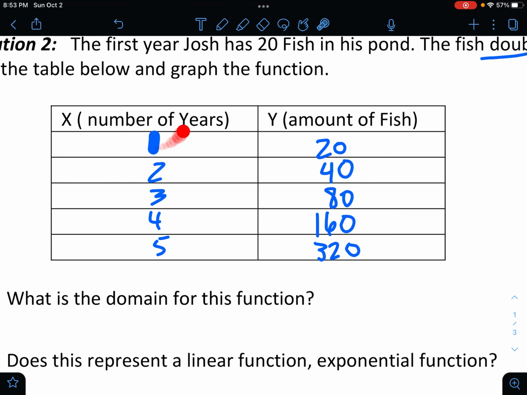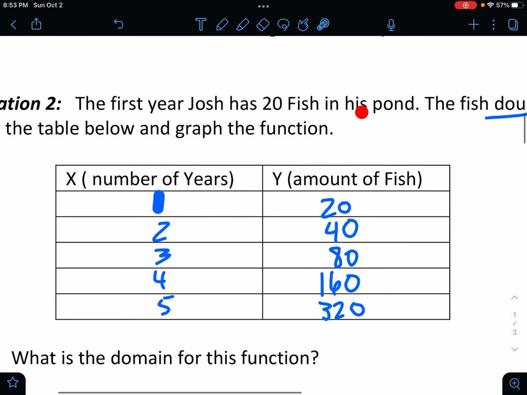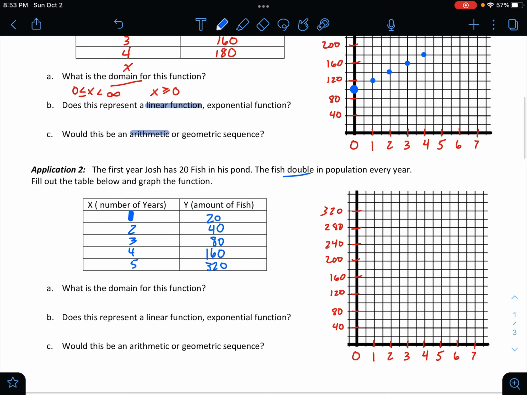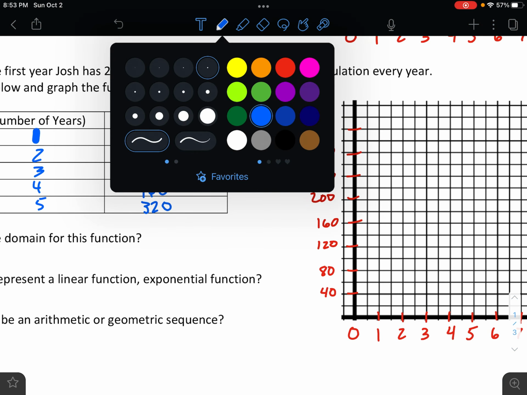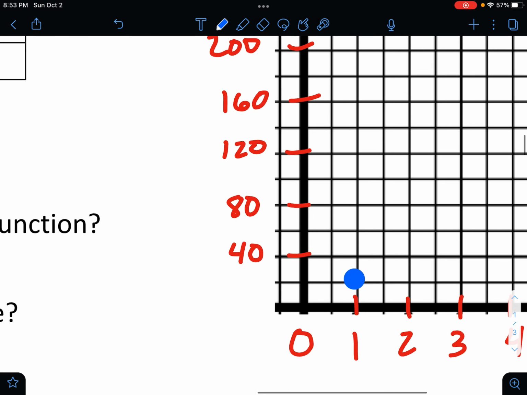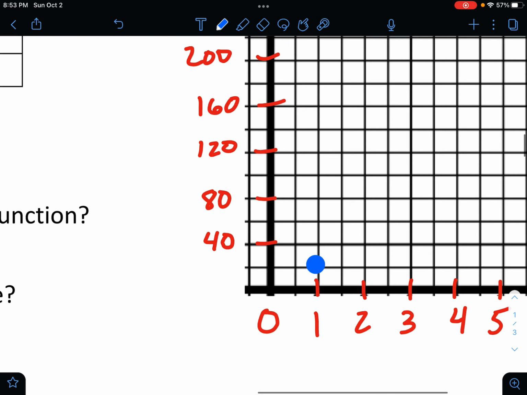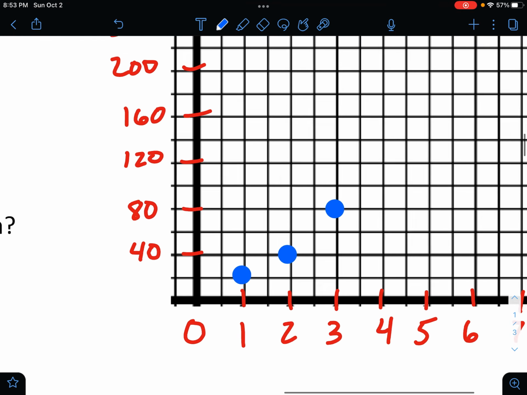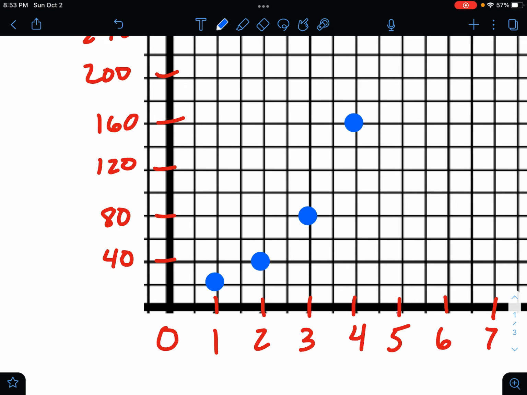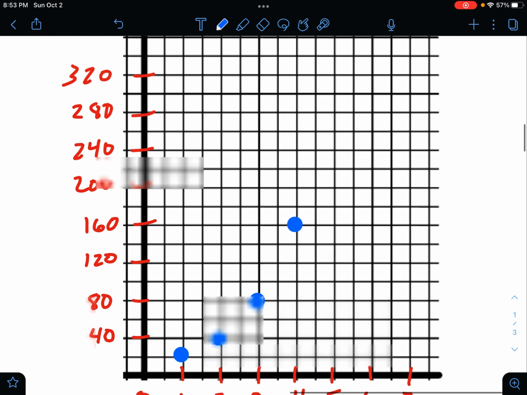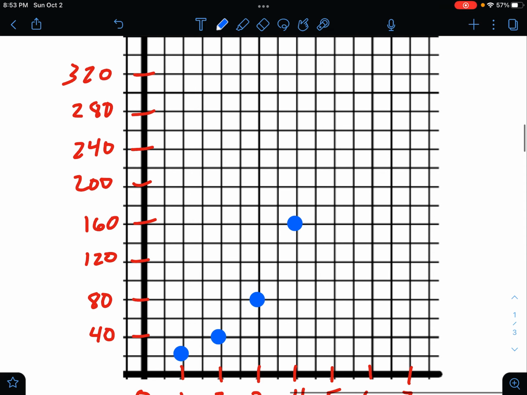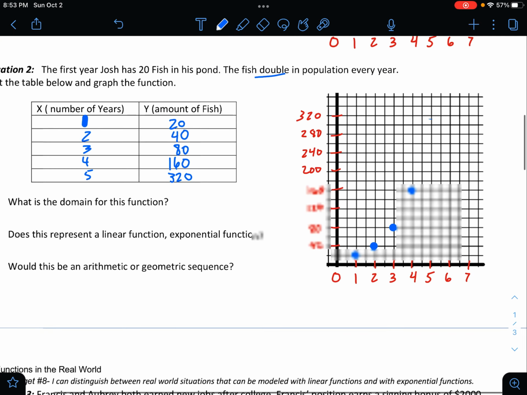So this actually doesn't start at 0 because it says the first year, right? So after the first year, he's got 20. I'm going to actually go ahead and plot this one in advance. So 1, 20, 2, 40, 3, 80, 4, 160, and did we have a 5? We did. And 5, 320, which is all the way up here.